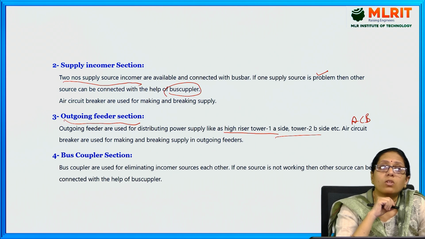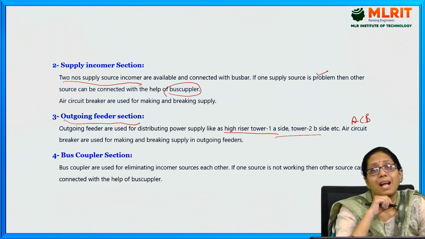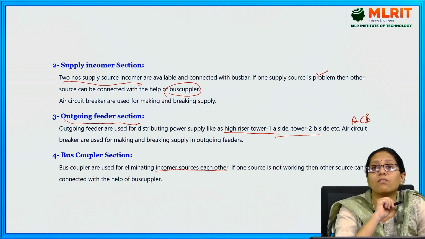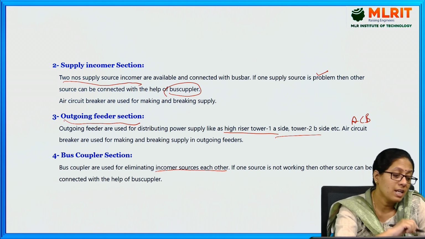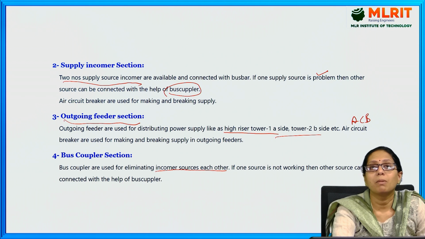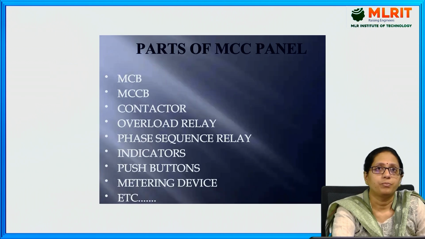The next, fourth one is the bus coupler section. The bus coupler is used for isolating the incomer sources from each other. That means if one source is not working, the supply can be taken from the other source. So the bus coupling is done.